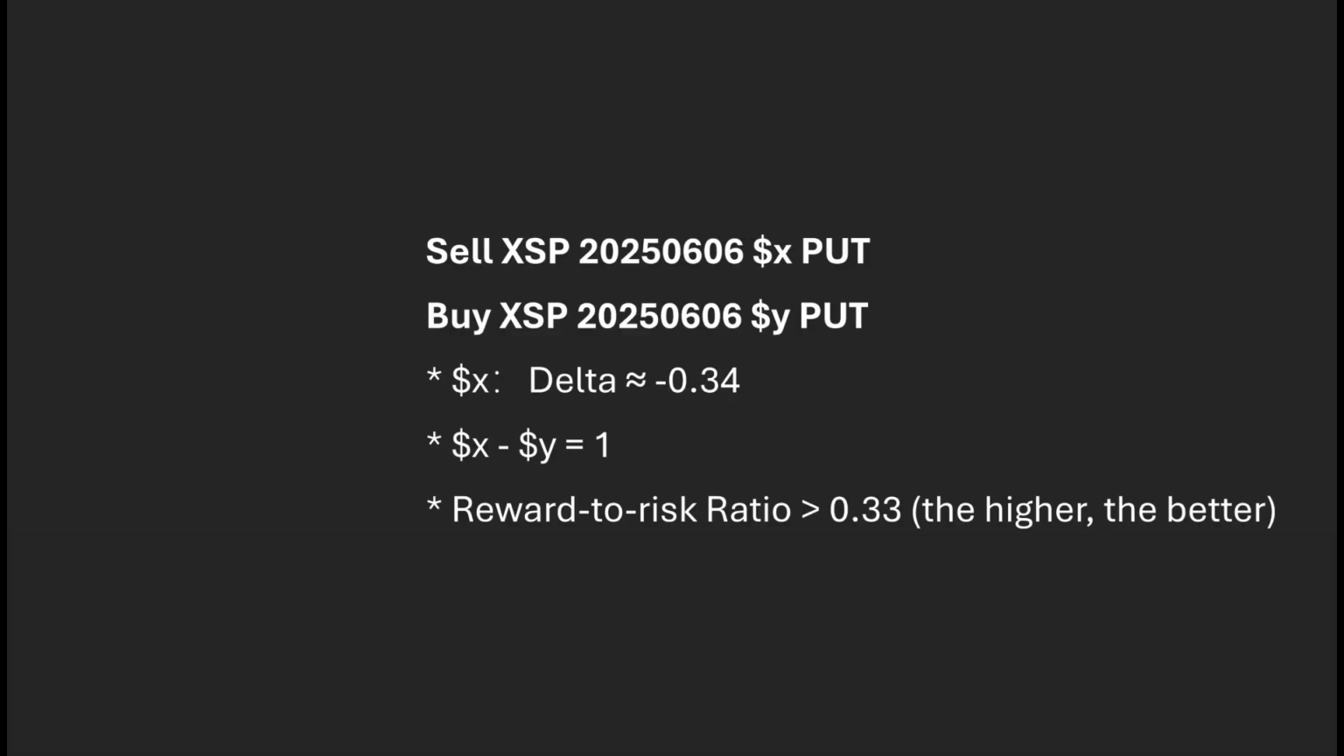Let's get started. If you receive this trade instruction, you'll need to sell an XSP put with a strike price of $X expiring on June 6, 2025, and simultaneously buy an XSP put with the same expiration date but a strike price of $Y. According to the star-marked hint, the delta of the $X strike is around -0.34, and $Y is 1 point lower than $X. The reward-to-risk ratio for this spread must be greater than 0.33, and the higher, the better.